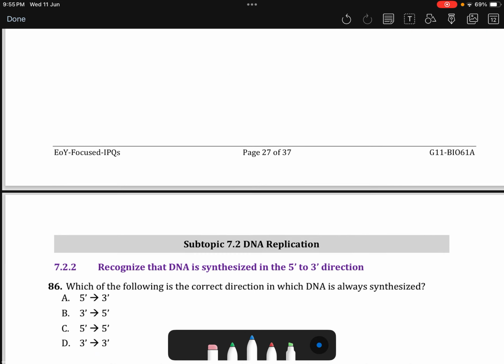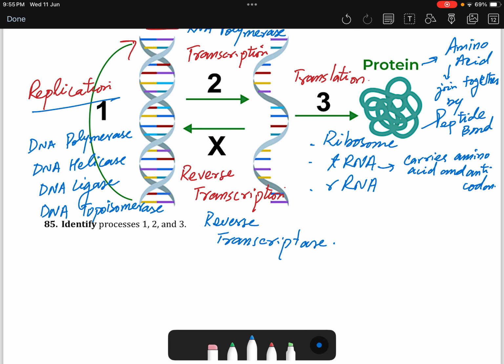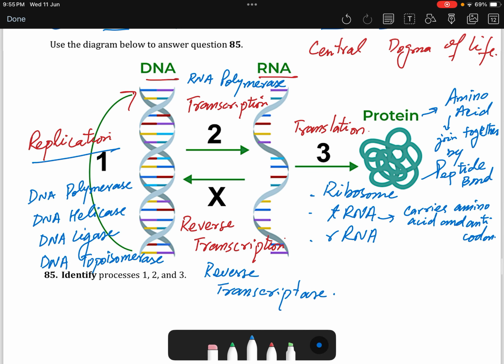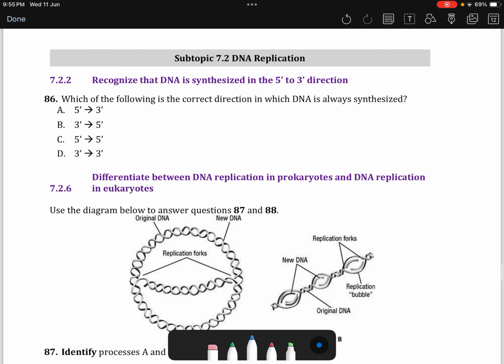Identify the processes. We did that already. So identify process 1, process 2, process 3. You can see on the diagram, I have already done it. Oh, we are done with the first topic. Let's move to the second topic. That's replication. Replication means making copies. Okay, so copying the DNA.